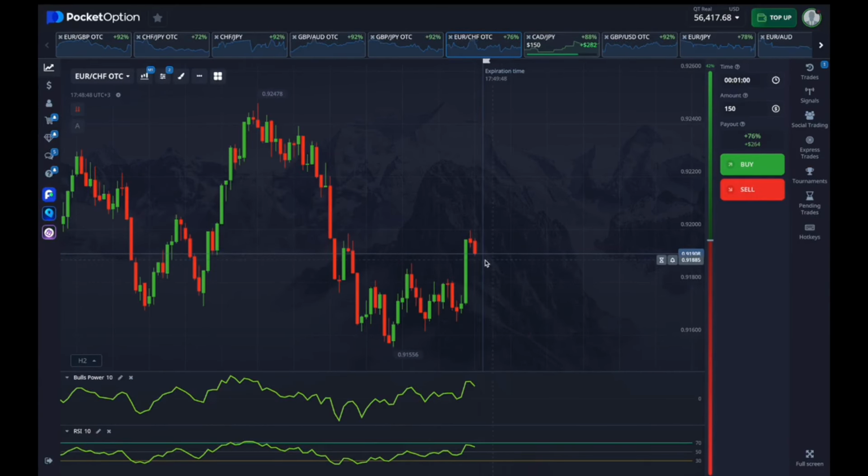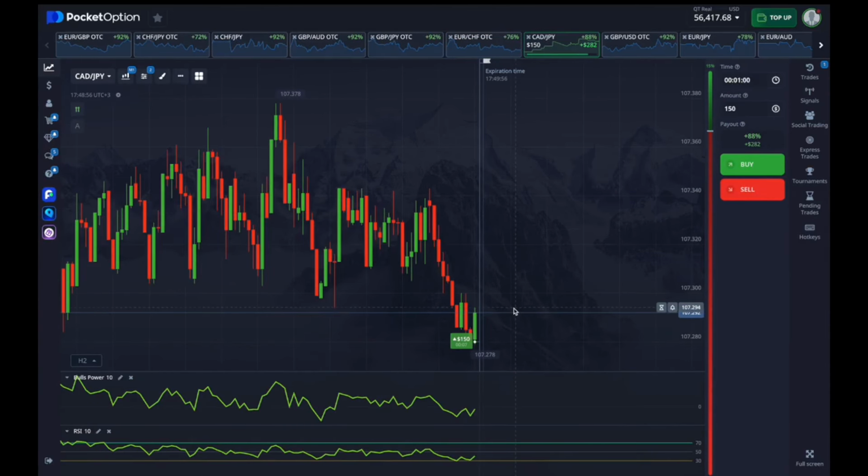Great job. We close it with a plus of $282. The indicators aren't deceiving us again. Let's look at the third trade. Here as well, we see how we close with a confident profit.